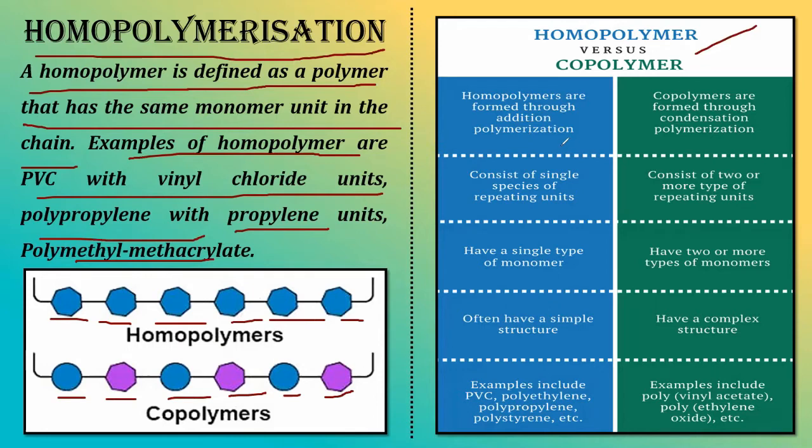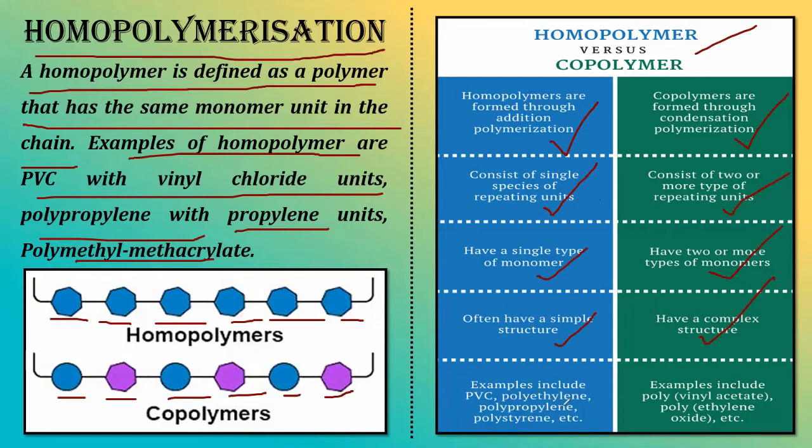Now let us have a quick difference between homopolymers and copolymers. Homopolymers are formed through addition, copolymers are formed by condensation. Just a few seconds ago we discussed it, so I'm not explaining it again. Homopolymer consists of a single species of repeating unit, copolymer has two or more types of repeating units. Simple structure, complex structure. Example is PVC. PVC is polyvinyl chloride, so the vinyl chloride unit will be on and on and on.